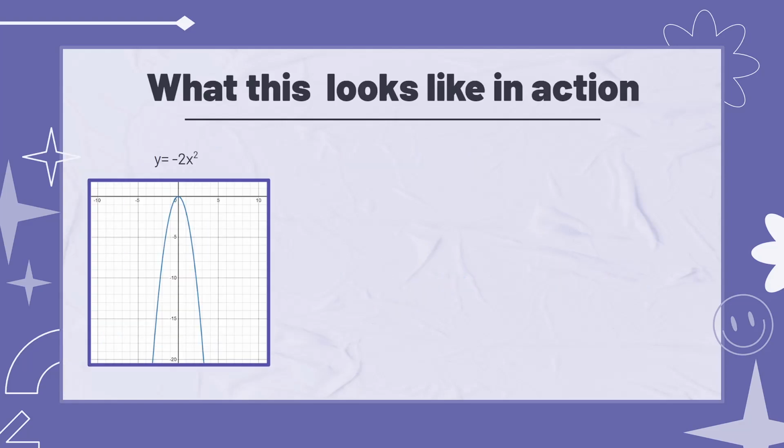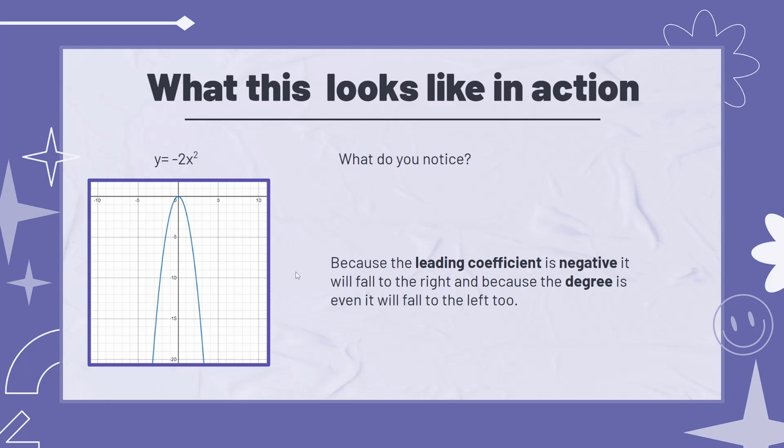What do you notice about this function and graph? y equals negative 2x squared. Well, I notice it fell to the left and fell to the right because the leading coefficient is negative and the degree is even.